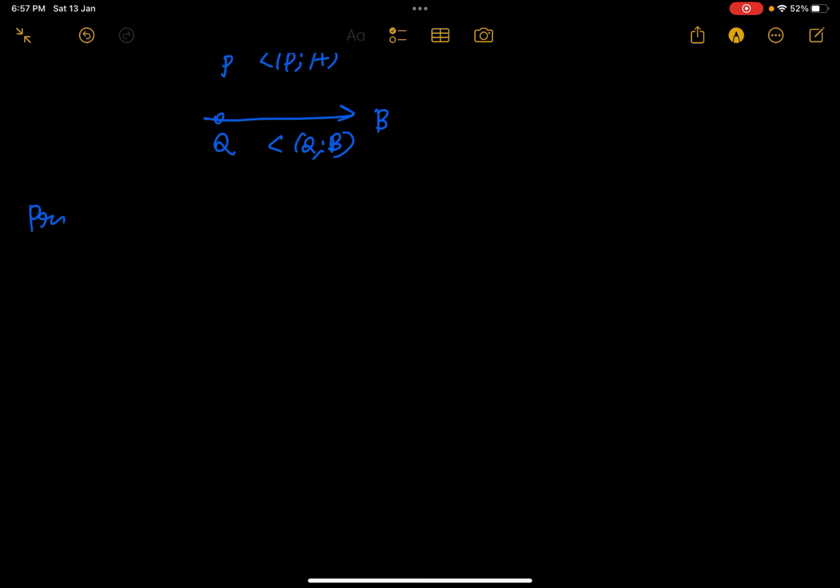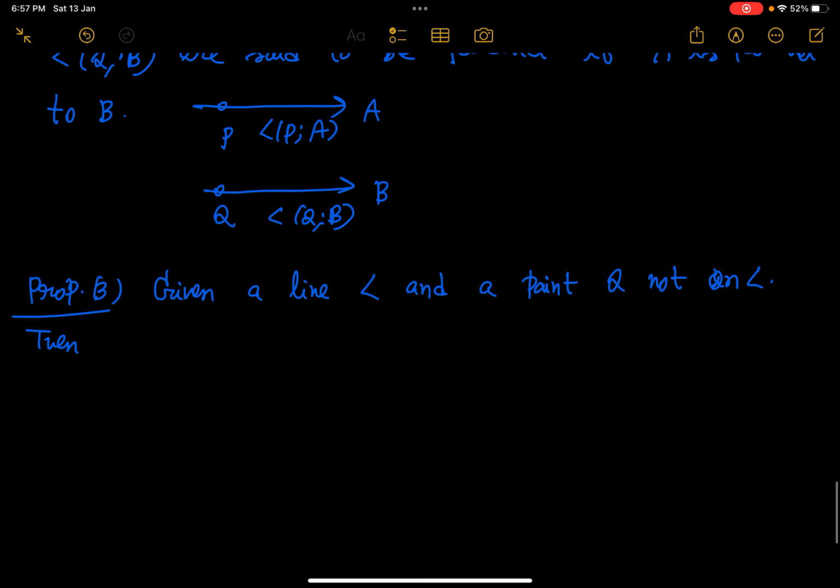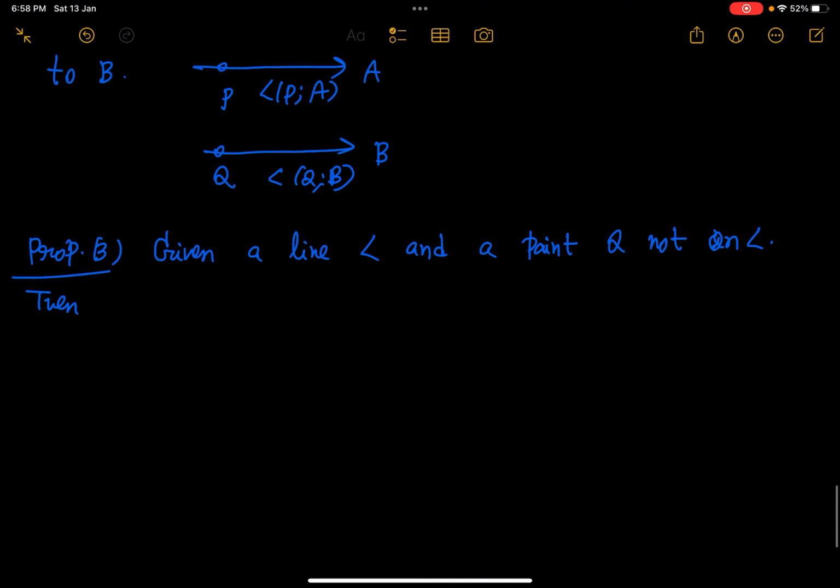Now we will prove another property. Property 3 says that if you are given a line capital L and a point Q not on this line L, like here, suppose this L of P comma A is given and Q is not on this line, then you can get exactly one line through this point Q which is parallel to the given line L.